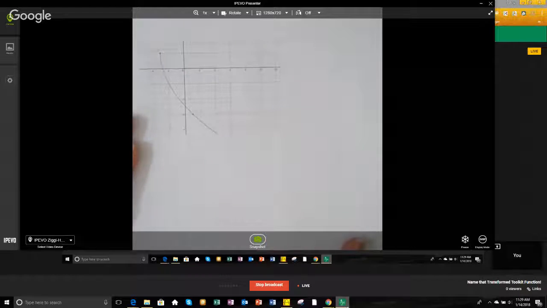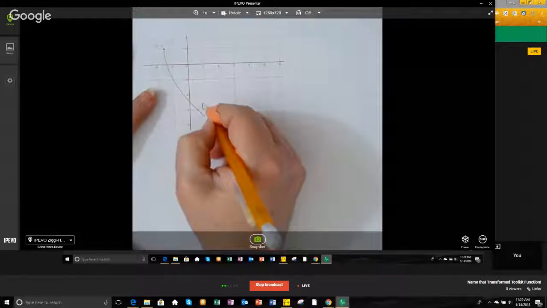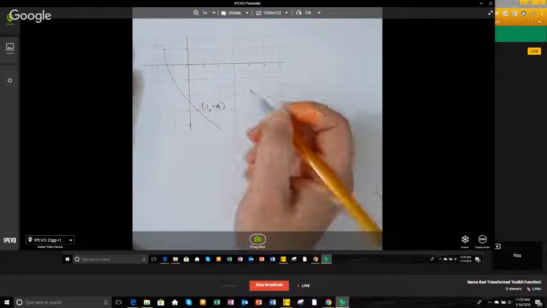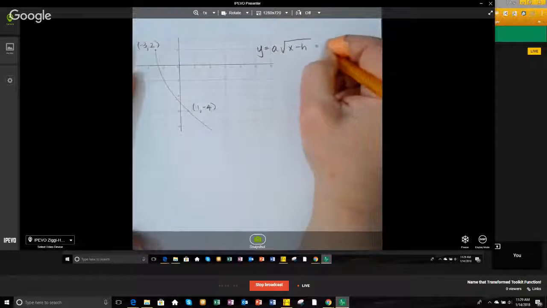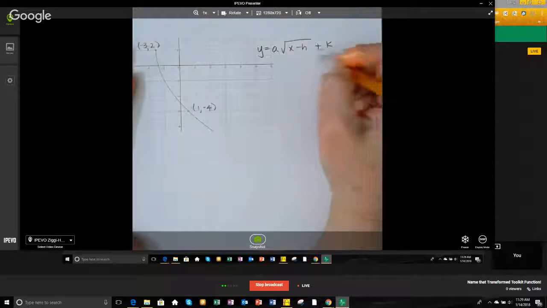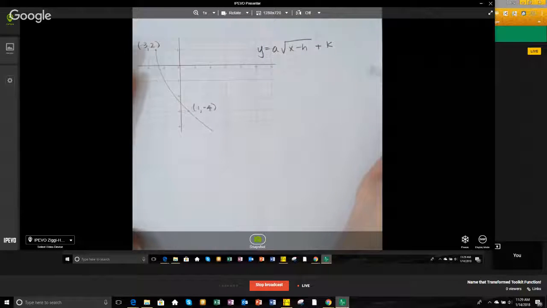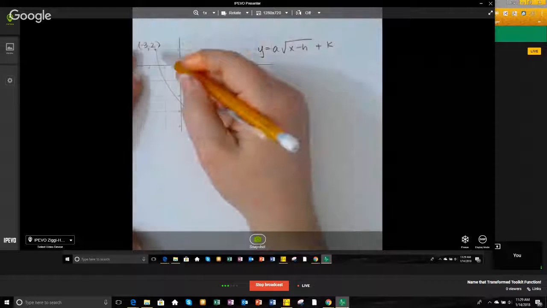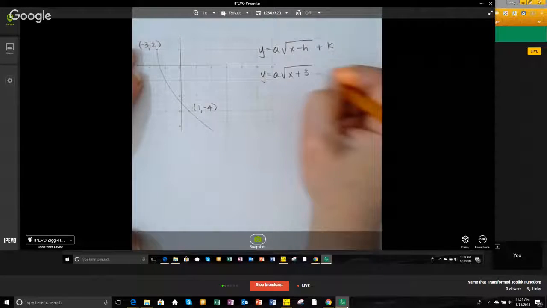Let's try another one. This is a toolkit function that has been transformed, and this one would be a square root function. And the points, which you can't see here, are 1, negative 4, and negative 3, 2. And the generic form for a square root function is y equals a times the square root of x minus h plus k, where hk is the vertex, but it's only half of the vertex because we had to restrict the domain for it to be a function. So we know we're given hk, so we can say that y equals a times the square root of x plus 3 plus 2.